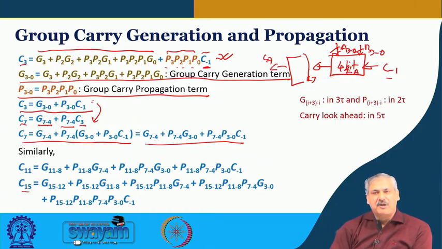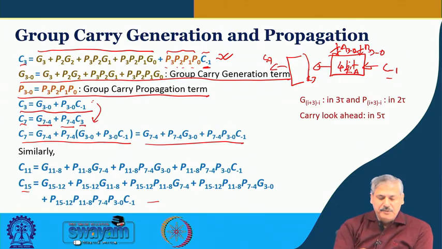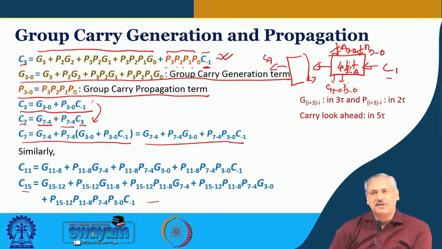So, for 16-bit addition, C15 is getting generated in this manner. Now, each of these terms, if you are generating them at each of these outputs, if you are additionally generating this group carry generation term G3 to 0 and P3 to 0, each one of them, and if you are making use of them to generate, say, C15, then how much time is required?